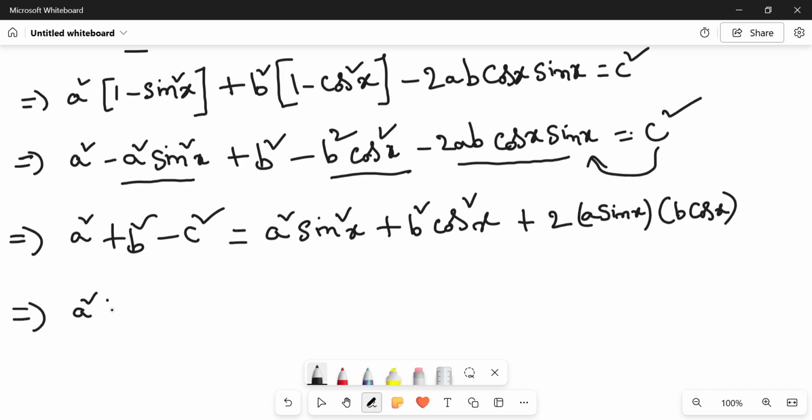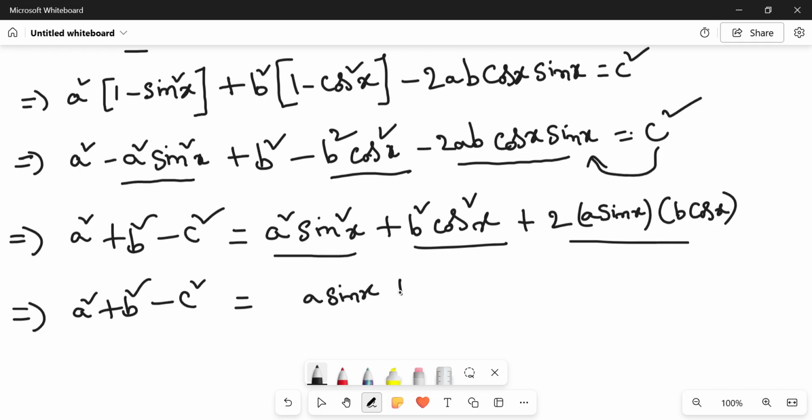So you have a square plus b square minus e square over here, and this side let's observe. This is like a square, this is like b square plus 2ab. Okay, a square plus b square plus 2ab. What is that? A plus b whole square. So you have a sin x plus b cos x whole square. So instead of a you have a sin x, and instead of b you have b cos x. And instead of 2ab, you have 2 a sin x b cos x.